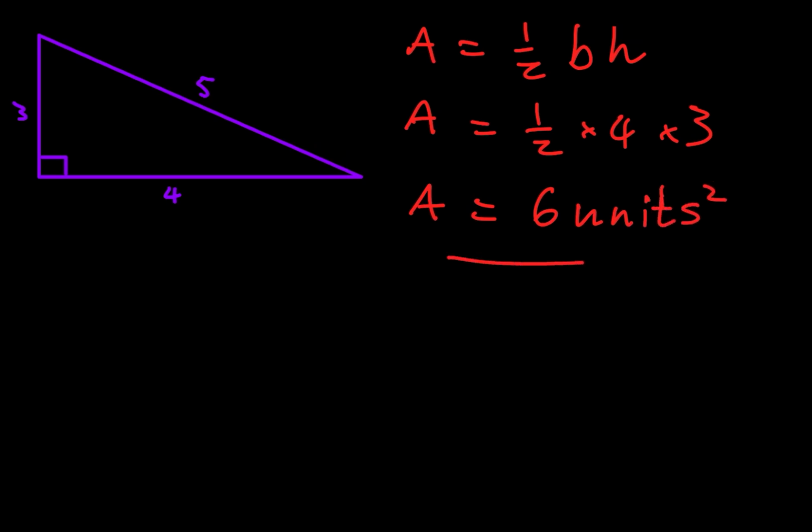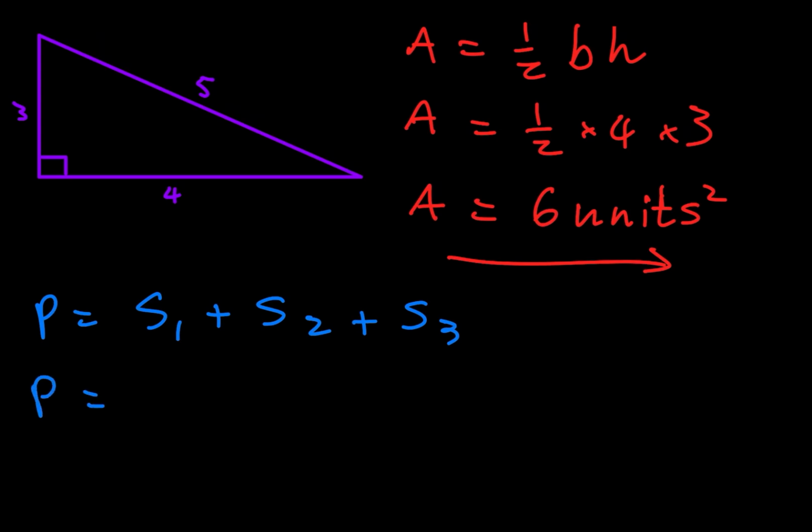units squared. And for perimeter, we have side 1 plus side 2 plus side 3. And so we're simply going to add up these side lengths. So we have 3 plus 4 plus 5, which will give us 3 plus 4 is 7, plus 5 is 12.